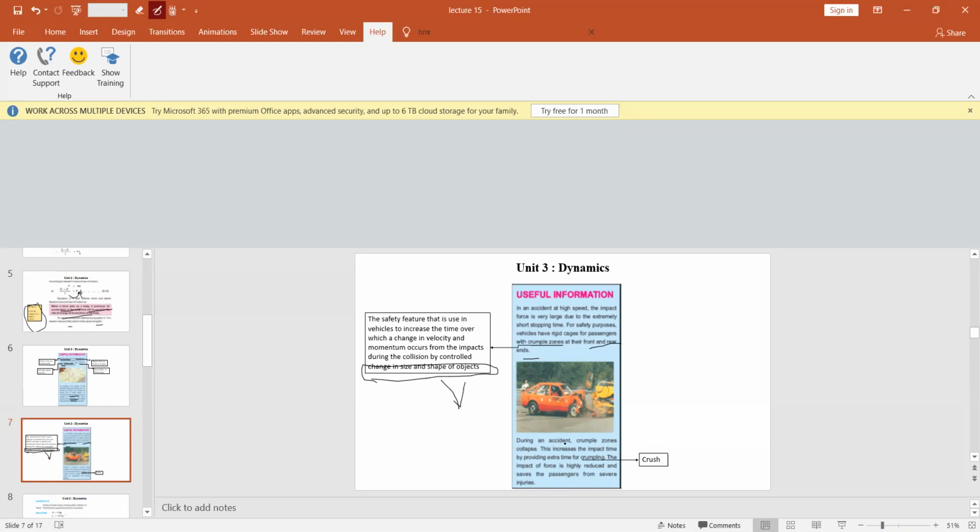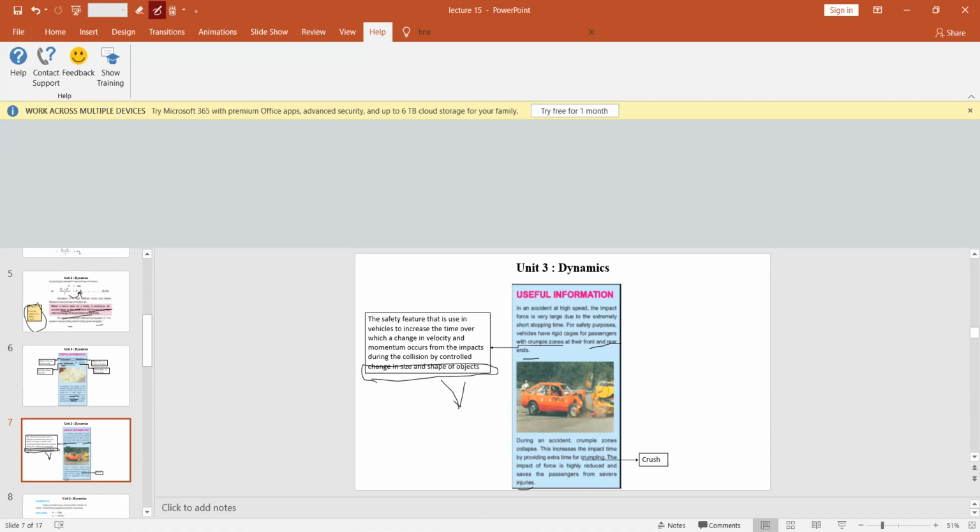So during an accident, crumple zones collapse. This increases the impact time by providing extra time for crumpling. The impact force is highly reduced and saves the passenger from severe injuries. So in cars, we are using crumple zones, which work on the relation between momentum and force, which saves the passenger.